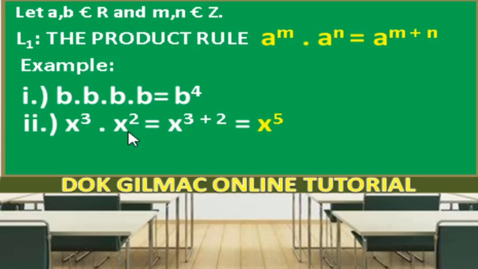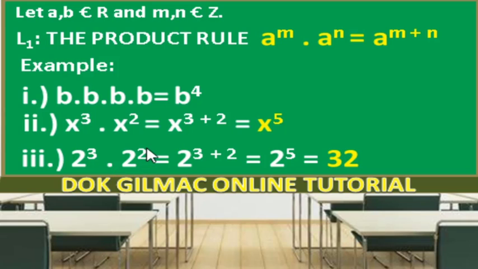Number 2: x cubed times x squared is simply equal to x raised to 3 plus 2, or that is x raised to 5, since 3 plus 2 is 5. Number 3 example: 2 raised to 3 times 2 squared is just equal to 2 raised to 3 plus 2, or simply 2 raised to 5. This is just equal to 32, since multiplying 2 up to 5 times, 2 times 2 times 2 times 2 times 2, is simply equal to 32.